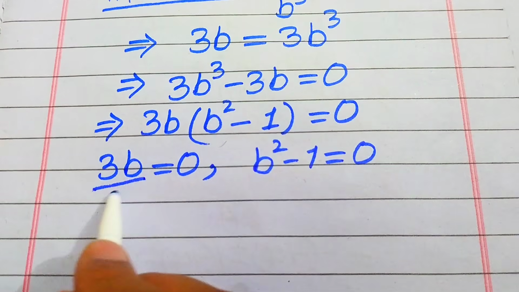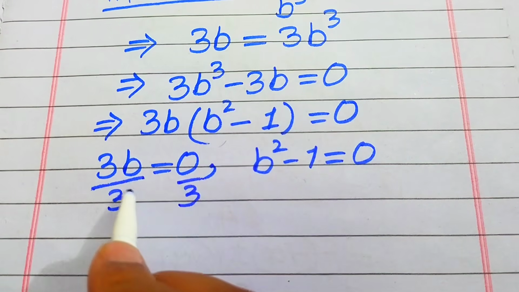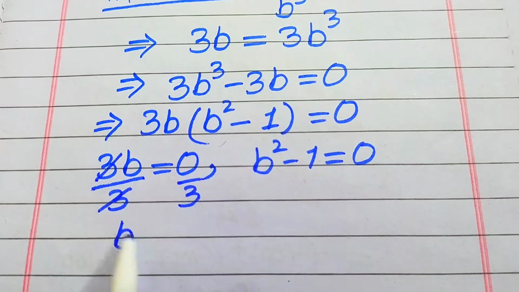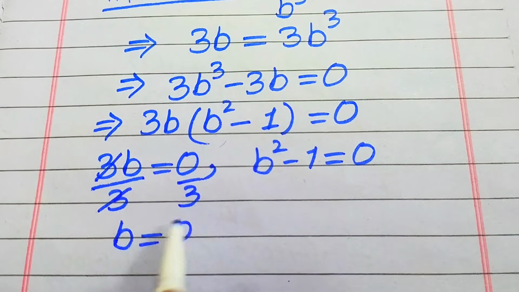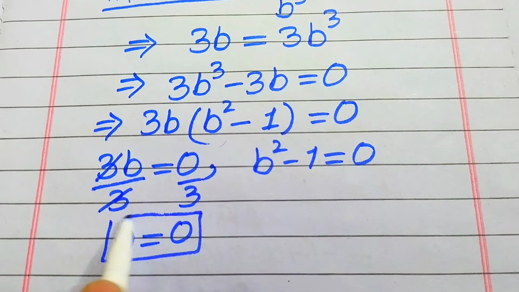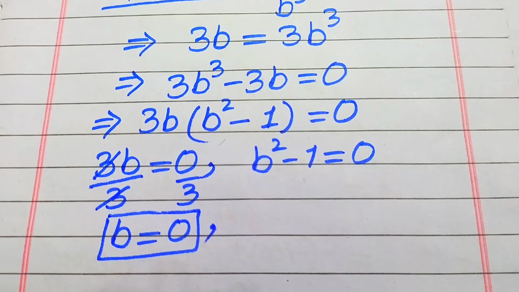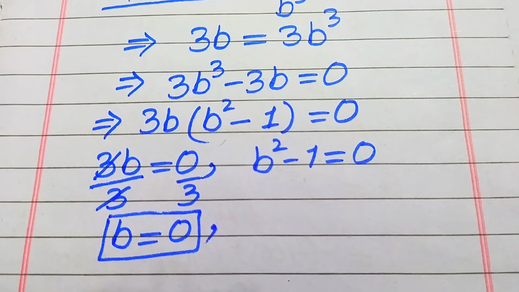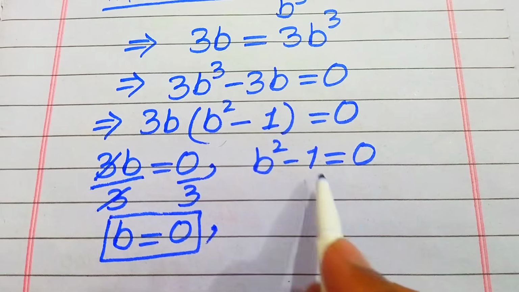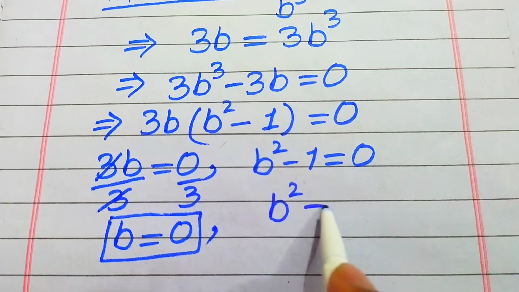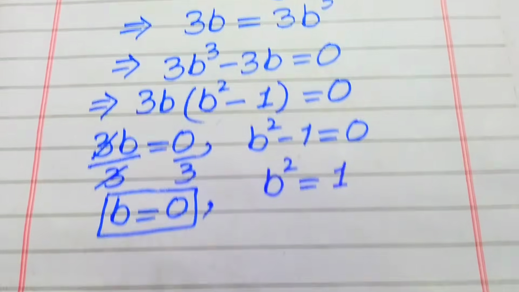So here we divide both sides by 3. So this 3 and this 3 are gone, and we get b equals 0 divided by 3, which becomes 0. Here we easily get the first root of the given equation: b equals 0. And now in the next step, we need to focus on the second case, and here we move minus 1 to the right hand side, and we get b square equals plus 1.